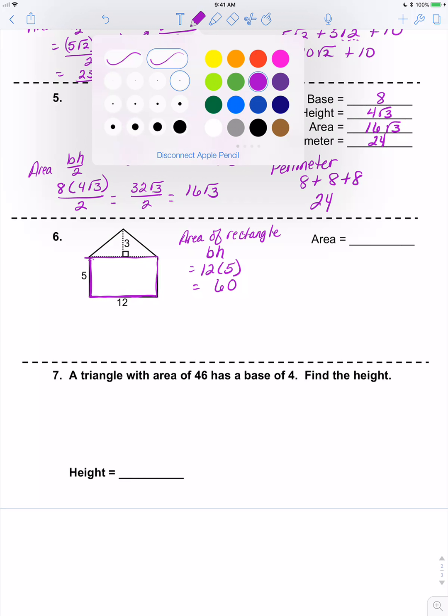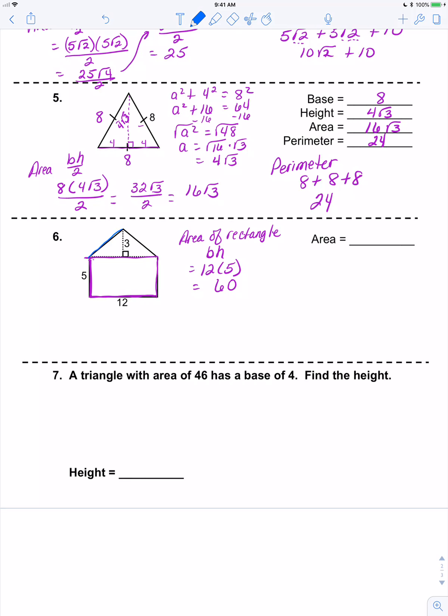Then we're going to find the area of this triangle that's on our rooftop. And so we know that if this is 12, this is also 12. So the area of the triangle portion on the top is that base times height divided by 2. So we have got 12 as our base. 3 is our height. We're dividing that by 2. So that becomes 36 divided by 2, which is 18.